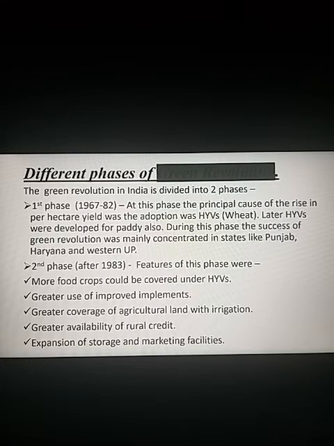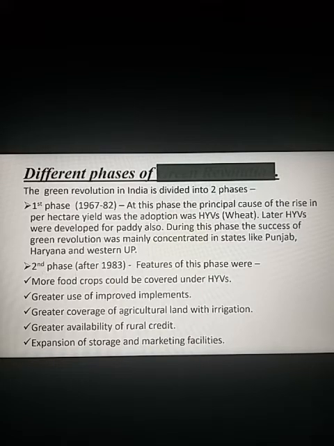During this phase, the success of Green Revolution was mainly concentrated in some states of the Northwest, especially Punjab, Haryana, and parts of UP. Whenever we think of the term Green Revolution, it was initiated in the northwestern states like Punjab, Haryana, and western UP. Let us move on to the second phase.